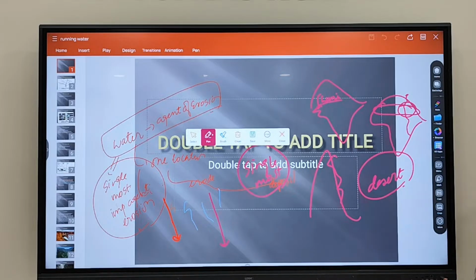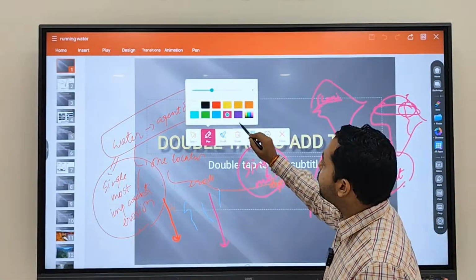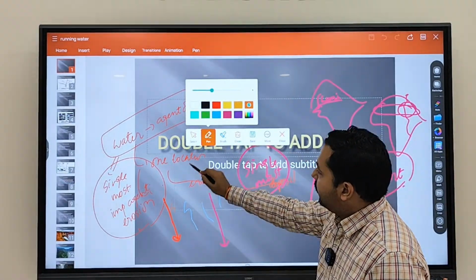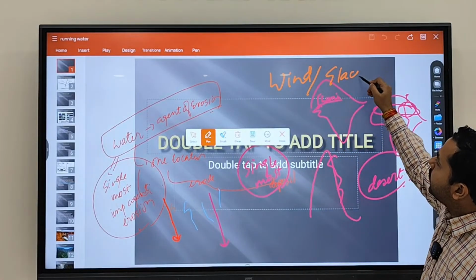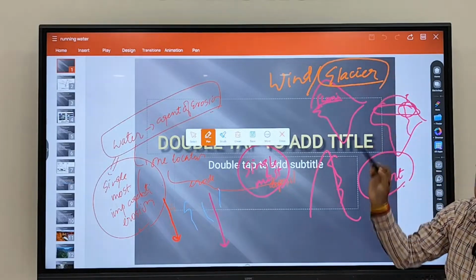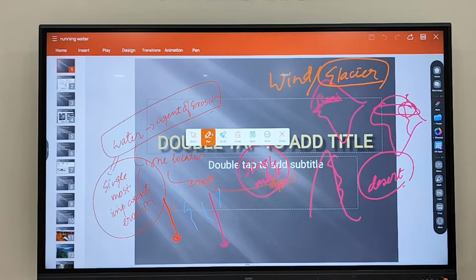Clear? For example, the other agents of erosion. What are the other agents of erosion we have discussed? We have discussed wind. We have also discussed glaciers. Where do you find glaciers? On the mountain. Can you find them in urban areas, rural areas? No. Where do you find wind?